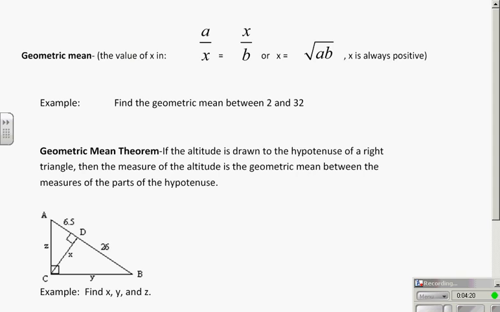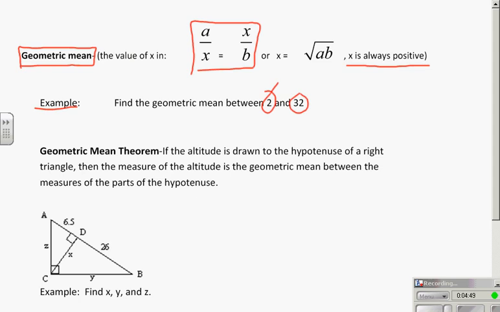Now the next piece that's on your supplemental note is this idea about geometric mean. This is actually a calculation. We're used to thinking about mean in terms of adding and dividing by the number you added. This is a different kind of mean. So what it does is it sets up A over X is equal to X over B. There's your formula. X is always positive. Questions are going to look as straightforward as this.